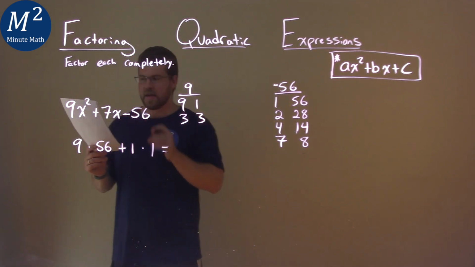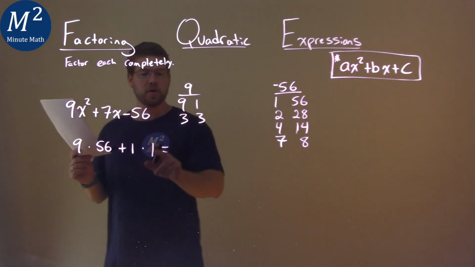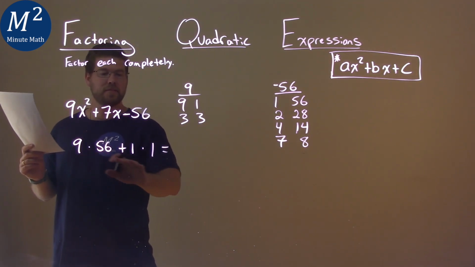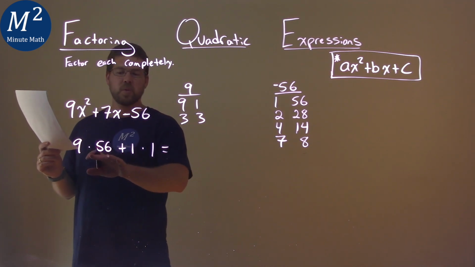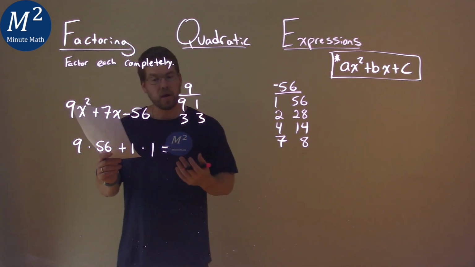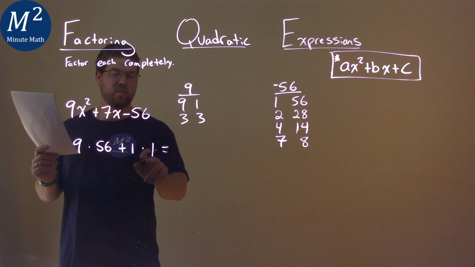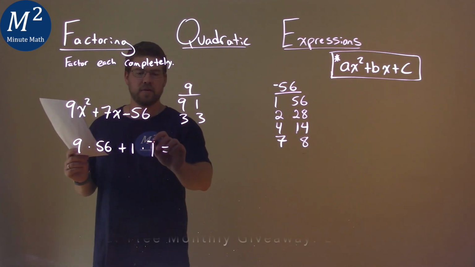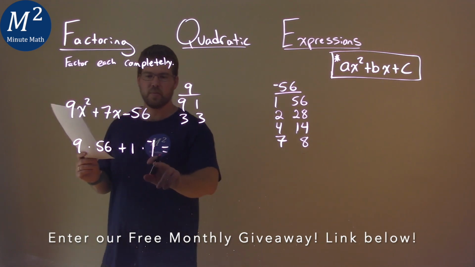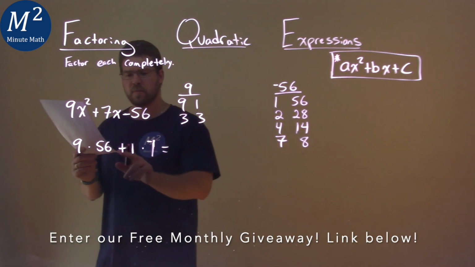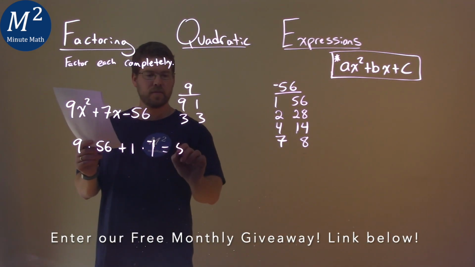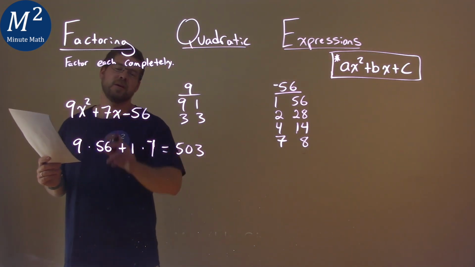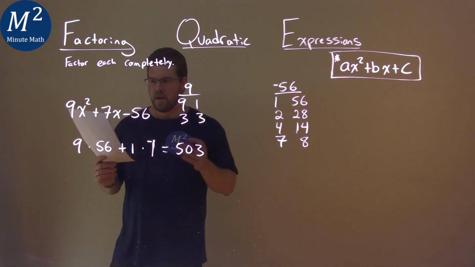Well, we know we have to have the smaller of the two final values of the pairs, right? So 9 times 56 and 1 times 1. Which one of these is going to be smaller? That's going to be the 1 times the 1. It's clearly smaller than 9 times 56. So I'm going to put that negative here on the second 1. So 9 times 56 plus 1 times negative 1 is a positive 503. And that's clearly not equal to that b value 7. So we're going to try it again.